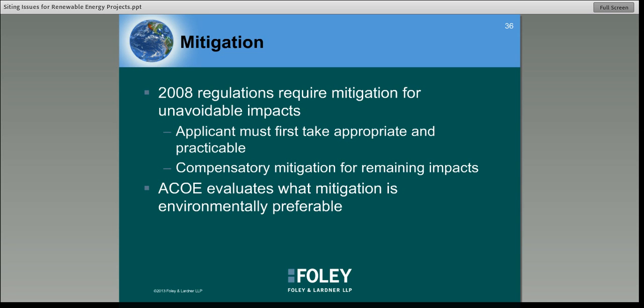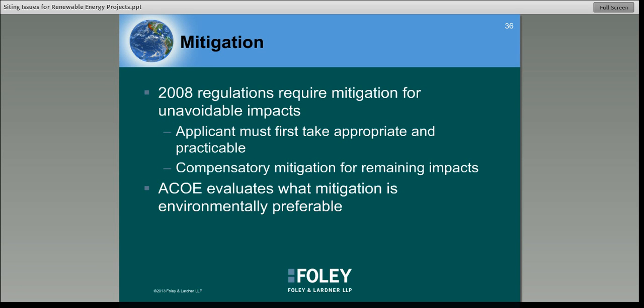For activity that affects less than a tenth of an acre but requires pre-construction notification for other reasons, which would be anything under permits 51 and 52, the district engineer has discretion to determine that compensatory mitigation is required. So basically, if you're submitting a pre-construction notification for any reason, they can come back and require mitigation for that project.